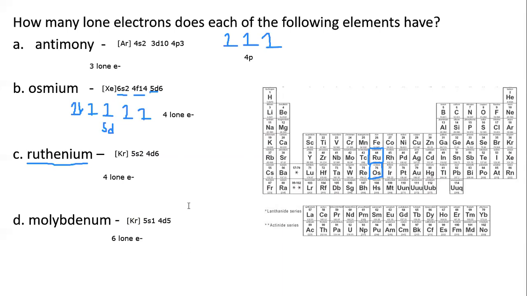And it's very important that you remember the exceptions for electron configuration. Again, the exceptions are chromium, molybdenum, copper, silver, and gold. Those are the only ones you need to know.